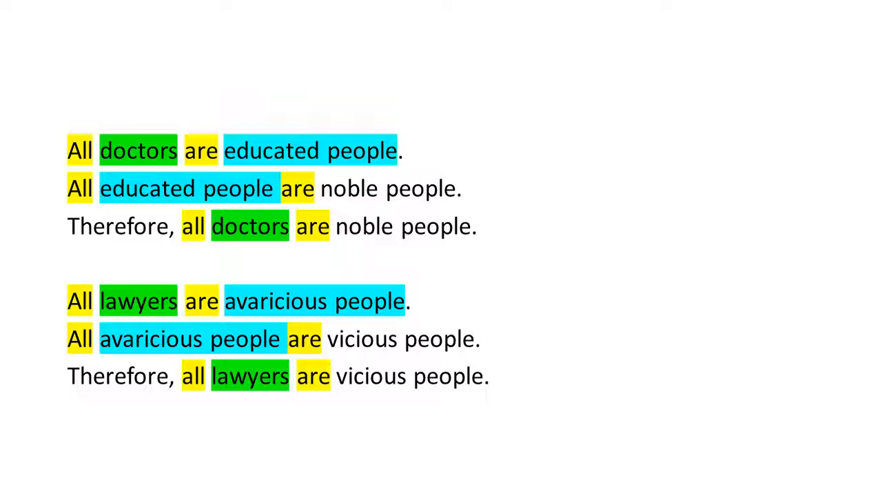Similarly for avaricious people. A couple things to note here. One of them is that we're going to be putting things together. Note that I didn't highlight educated and people separately, and I won't do that for noble people or vicious people either. The idea here is that we want to group together as much as we can, without getting in the way of words like all or are or none or some, and similarly for words like if, then, and, or, not, or but.